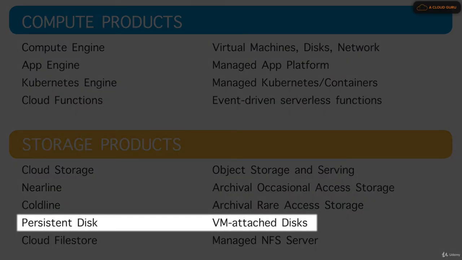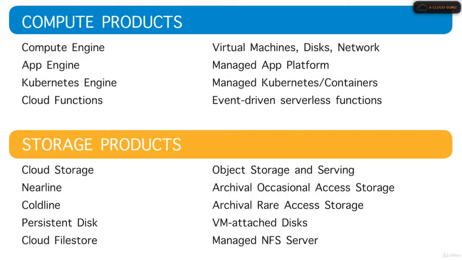Persistent disk is a special kind of storage, and its description gives that away. VM-attached disks. Now, the cloud storage product is object storage, but persistent disk is block storage instead. So it works much like a hard drive does, and it only connects to Compute Engine instances. In a way, persistent disk is kind of like the Lego pieces with a different kind of connector on the side. It only goes together with Compute Engine. They were made for each other.